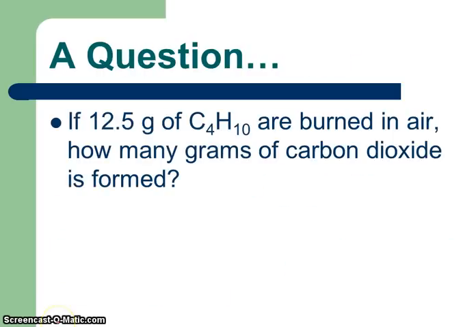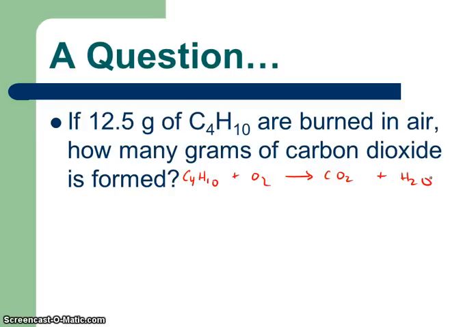So let's look at an example. Let's say we've got 12.5 grams of C4H10, which is butane, and it's burned in air. Well, that's a combustion reaction. We know that it's oxygen in the air that the butane's going to react with. So we've got C4H10 plus O2 as our reactants. We know that in a combustion reaction, we're going to produce carbon dioxide and water as our products. Our question wants to know how many grams of carbon dioxide is formed.